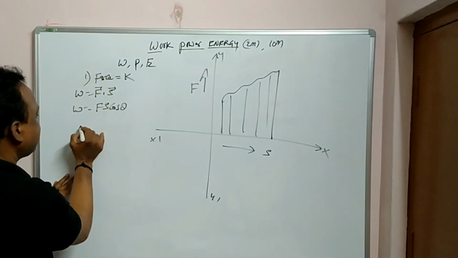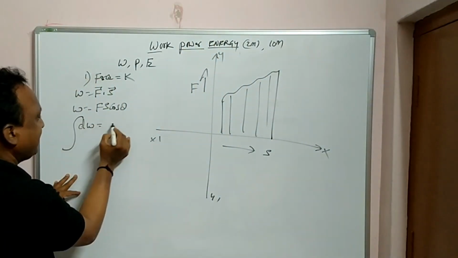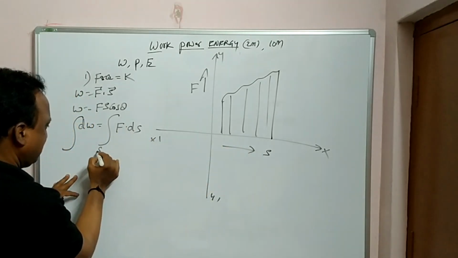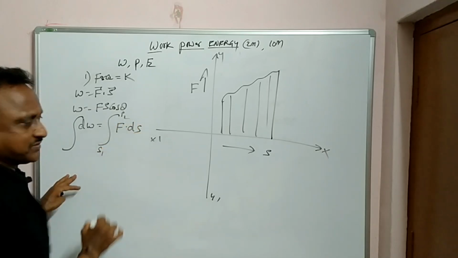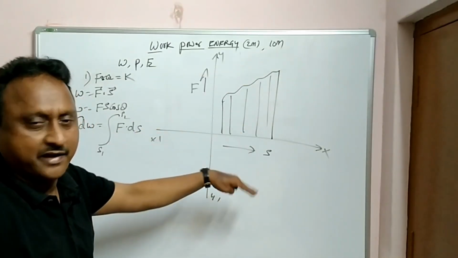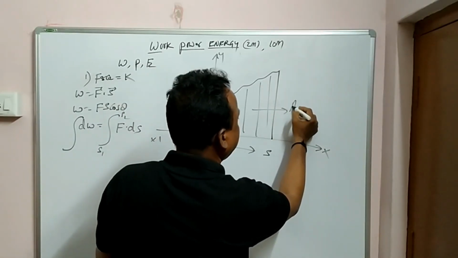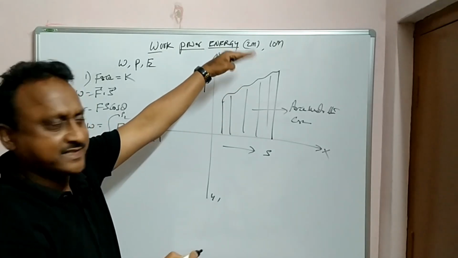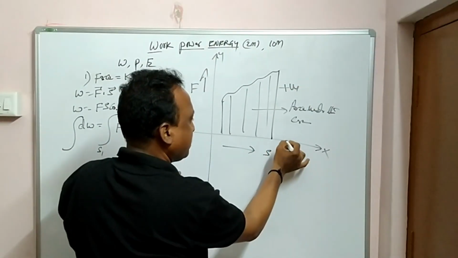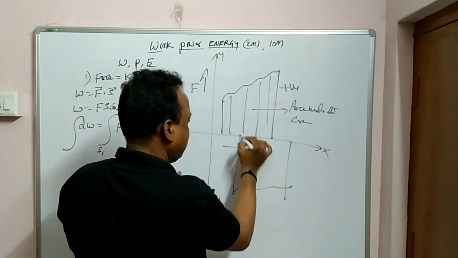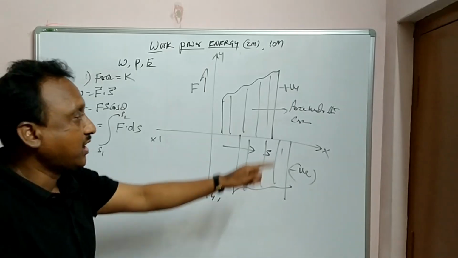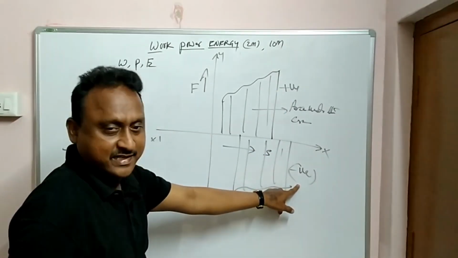Then how you will get work done is got by integrating F ds from S1 to S2 or x1 to x2. Or in other way you can get area under the curve. Suppose if it is top portion above x-axis it is taken as positive. Suppose below x-axis then the work done is taken as negative. Then total work is got by positive plus minus negative. That is the net work done by the whatever variable force.